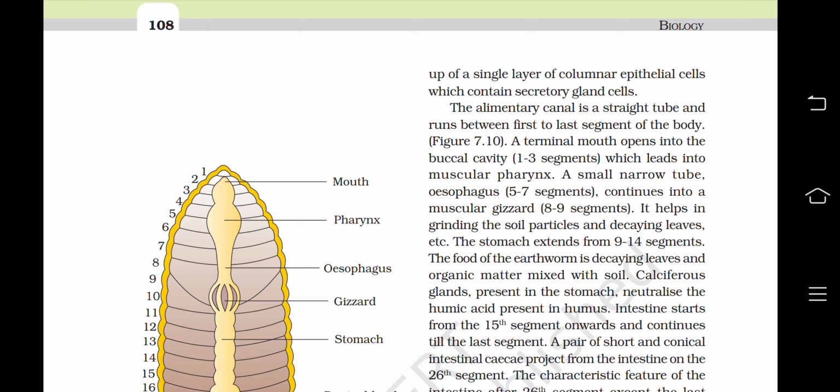The terminal mouth opens into the buccal cavity, segments 1 to 3, which leads into the muscular pharynx. A small narrow tube, the esophagus, segments 5 to 7, continues into a muscular gizzard, segments 8 to 9. It helps in grinding the soil particles and decaying leaves. The stomach extends from segments 9 to 14. The food of the earthworm is decaying leaves and organic matter mixed with soil.